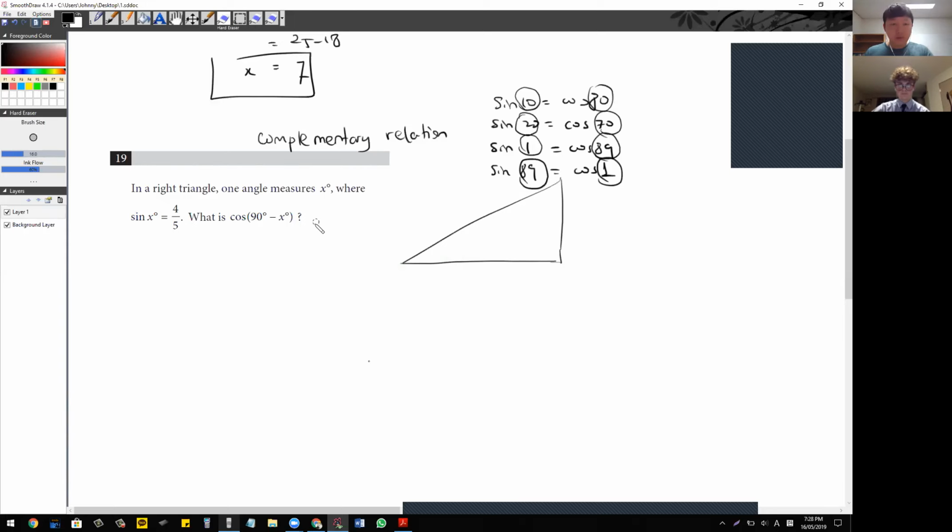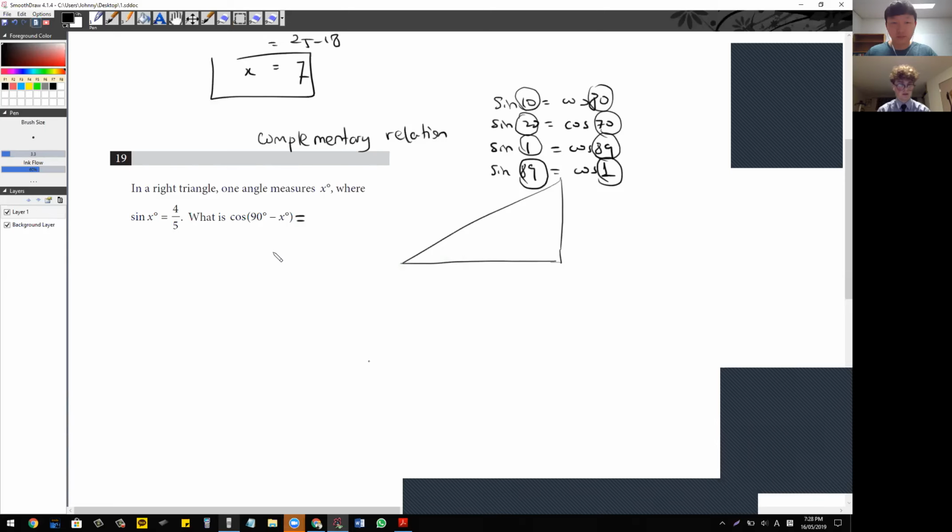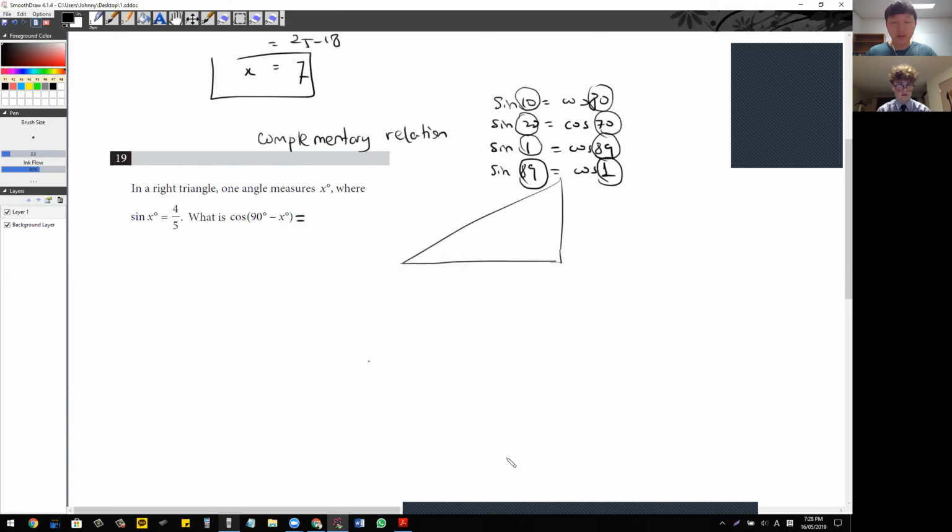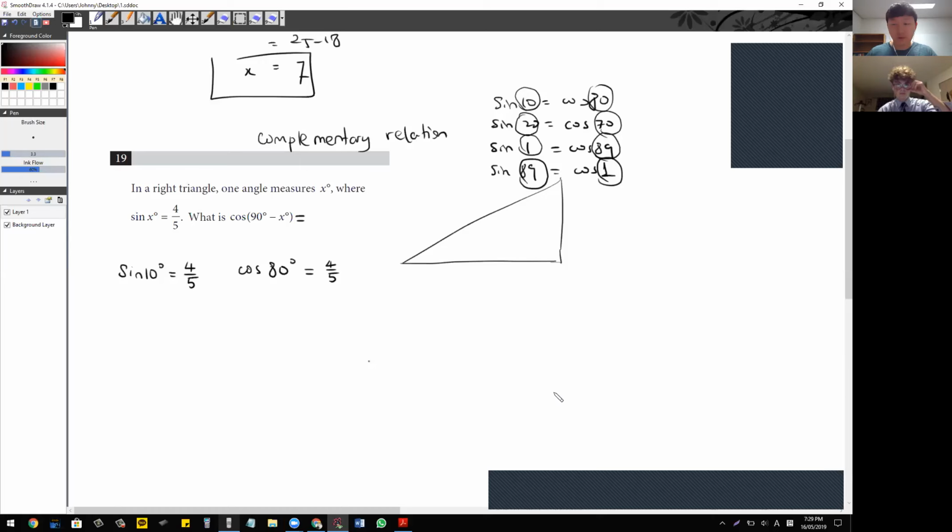So what do you think is the answer to this one? What is cosine of 90 minus x? I'm going to give you the answer. We're not interested in knowing what x is. We're interested in finding out what cosine of 90 minus x is. We were talking about this complementary relationship: as long as they add up to 90 degrees, they are equal.